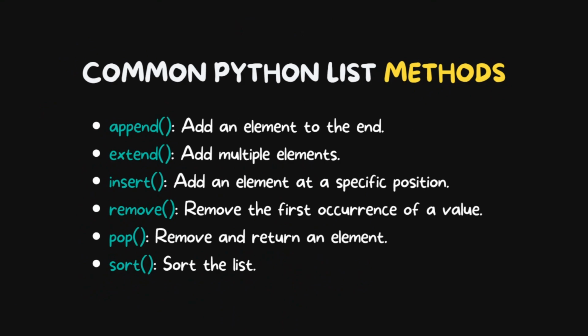Python lists come with built-in methods to make your life easier. Let's explore some. These are some of the common Python list methods we use. The first one is append, which adds an element to the end of the list. The second is extend, which adds multiple elements to the list. The insert method is used to add an element at a specific position. The remove method is used to remove the first occurrence of a value. Pop will remove and return an element. Sort will sort the list. Let's see examples of each of these.